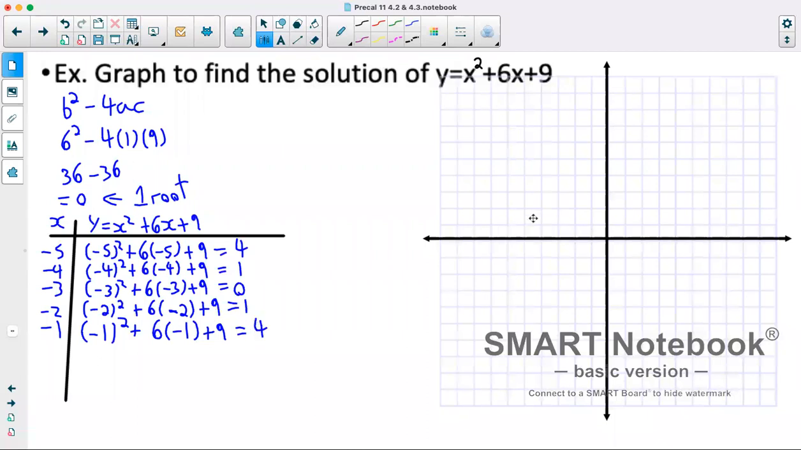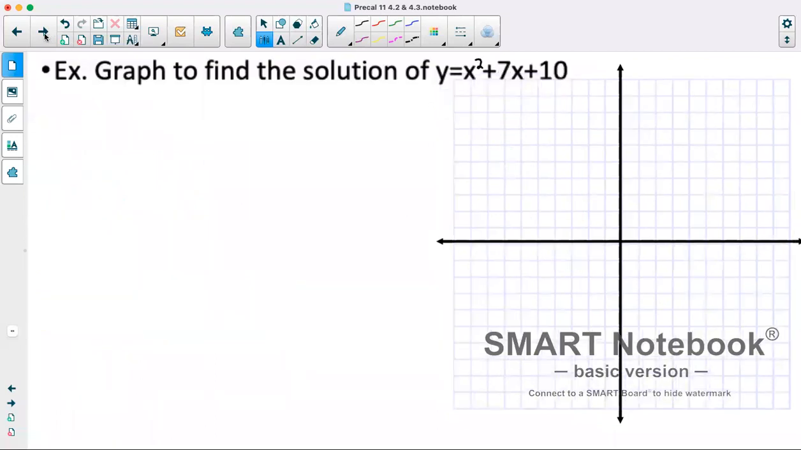So at -5, we are at 4. -4, we're at 1. -3, we're at 0. -2, we're at 1. -1, we're at 4. So you can see this graph has one solution because we only touch our axis once, which would be here at x is equal to -3. So if it gives us one root, our vertex should be on the x-axis.